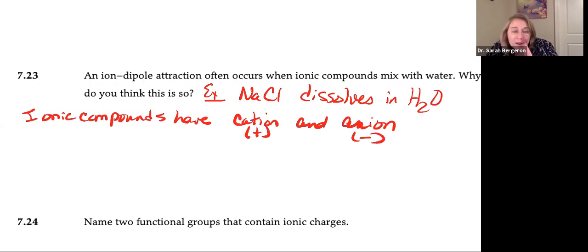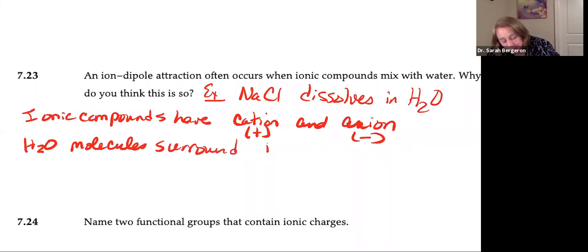So the 2 ions basically become hydrated. So they split apart because instead of being attracted to just one of the oppositely charged ion, there's all this water that's hanging around that's got this partial positive and negative charge. And so the water molecules surround the ions, breaking them apart.